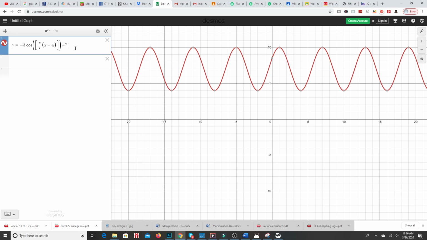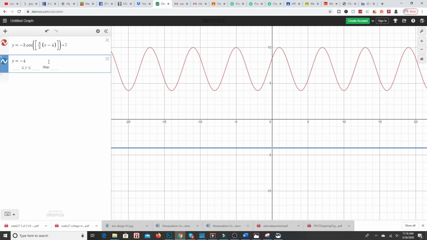Now, the bottom one says it has a midline of y equals -4. Now, that does not make sense. Well, let's draw the midline of y equals -4 down here. See, y equals -4. That's the midline, so the midline would go right through the graph. So 4 is out.